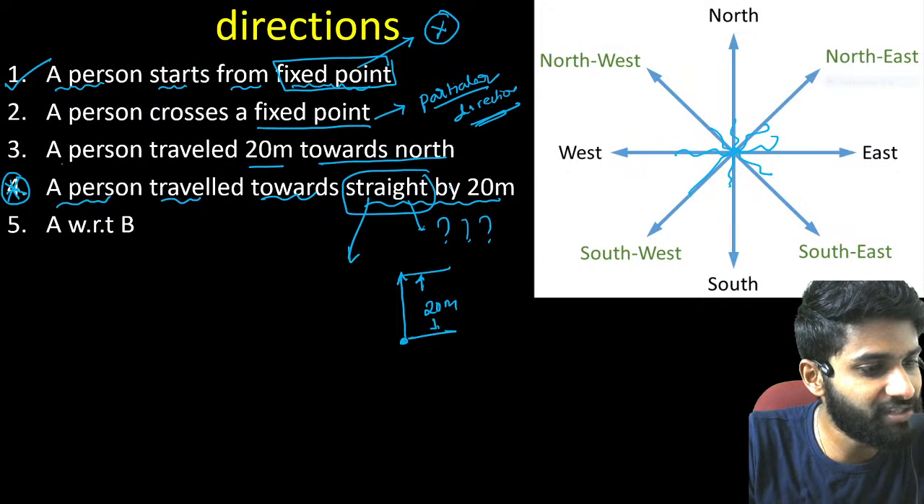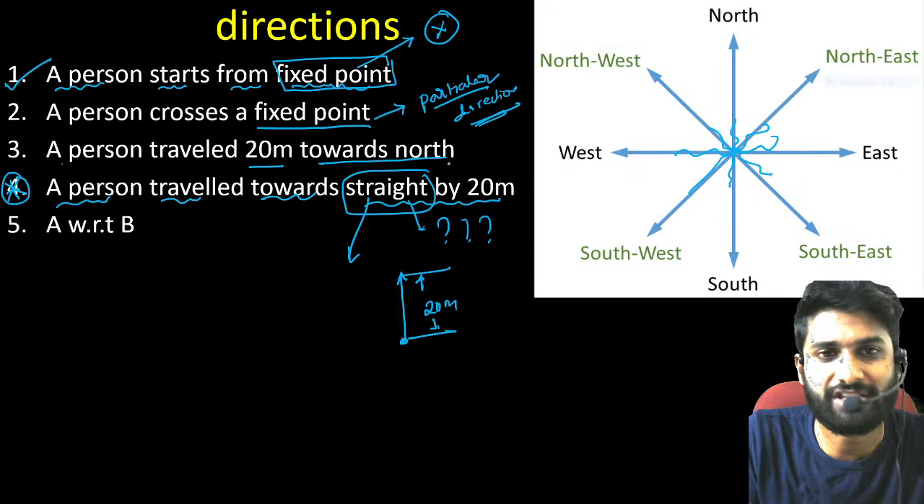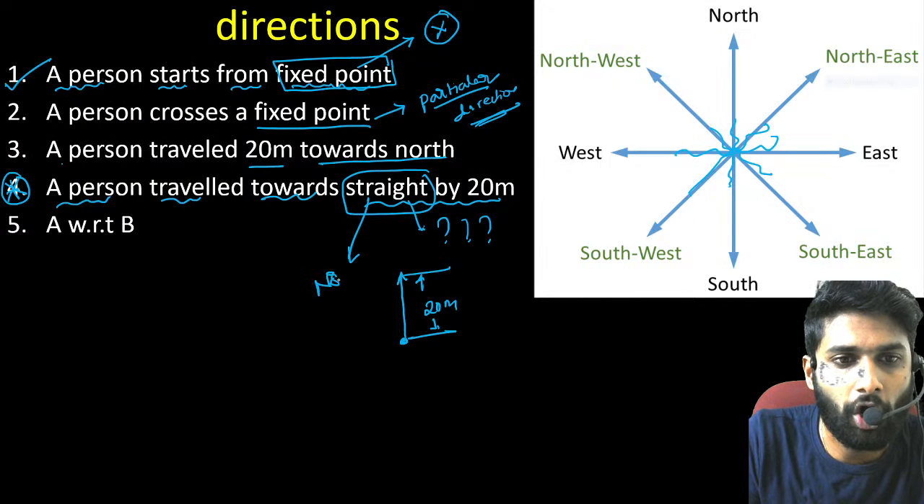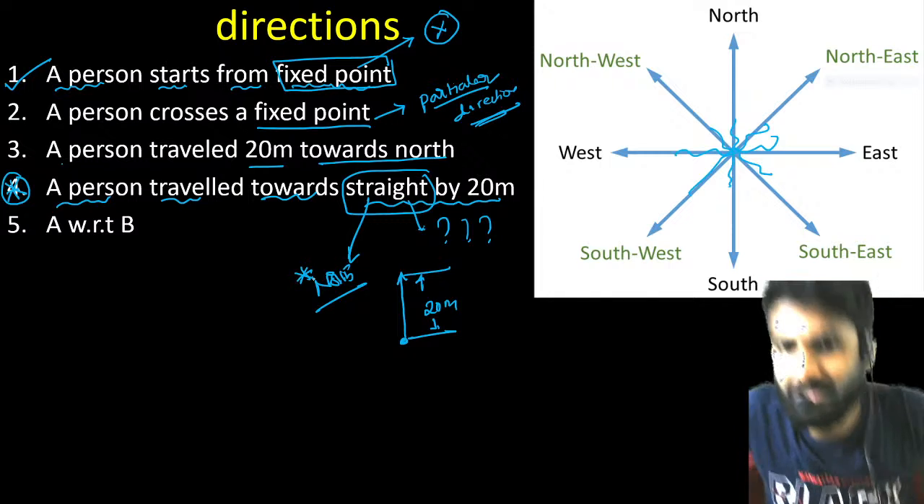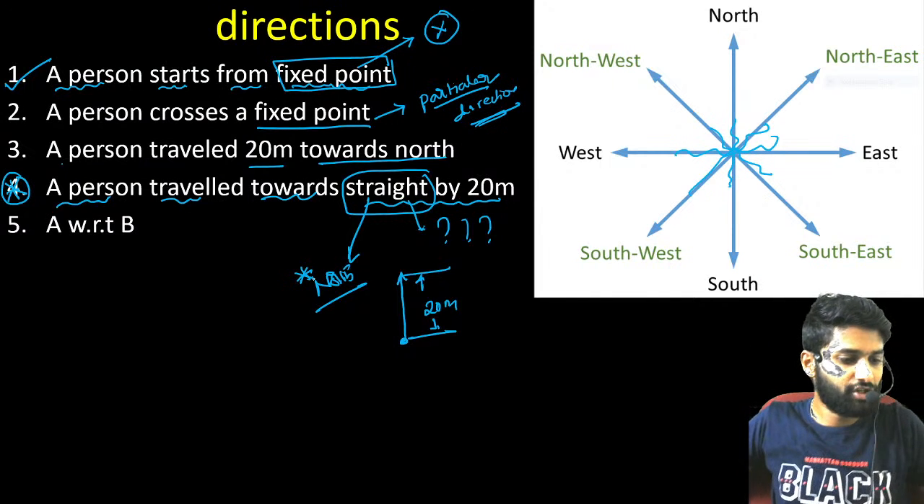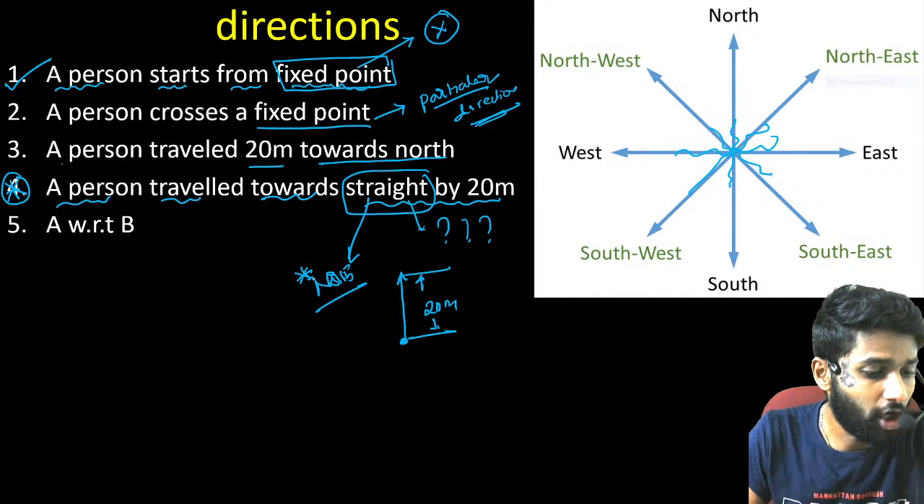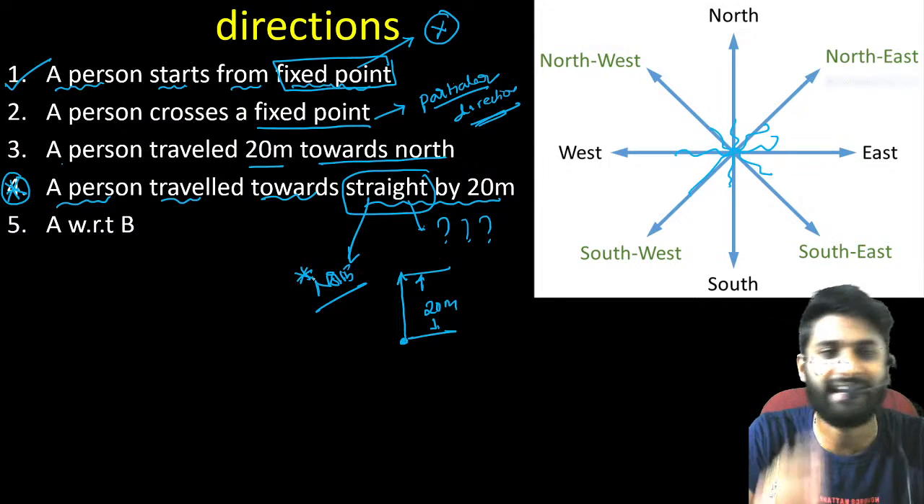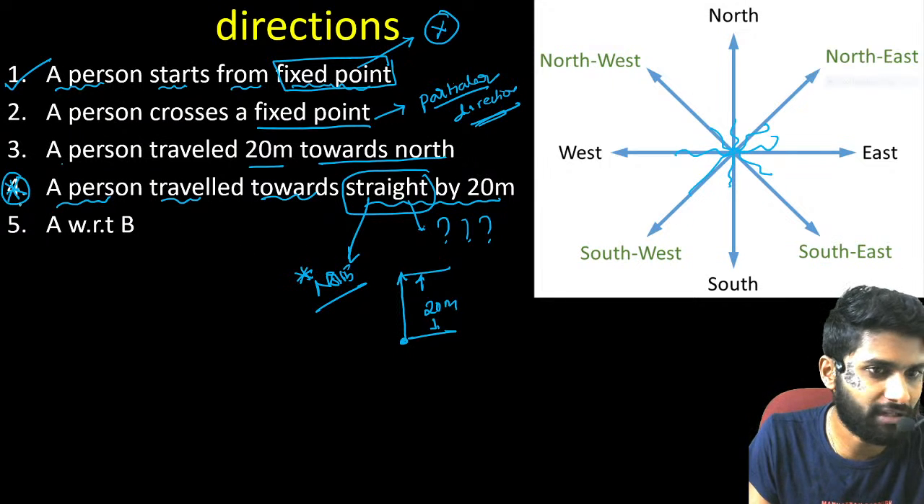If any person is traveling towards straight, it is always indicated as north. Keep this in mind, this is the most important point. A person traveling towards straight always indicates north; it is only indicated as the straight point. Clear? So that is the fourth reference point.